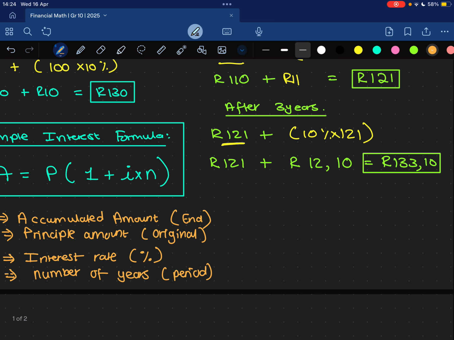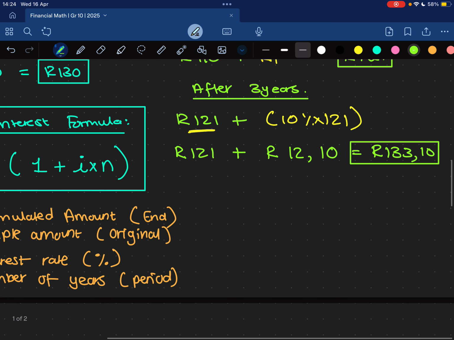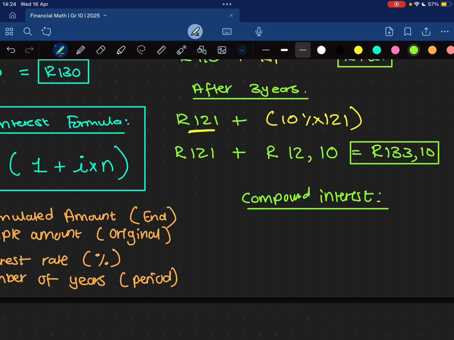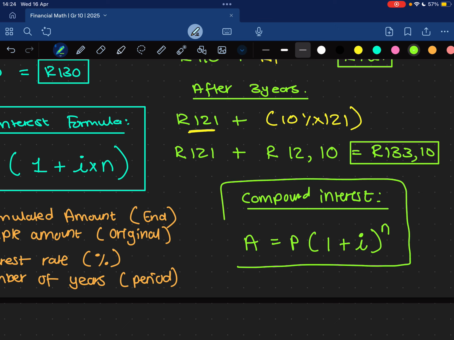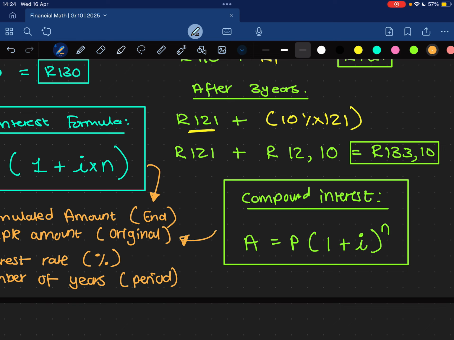Okay, so for compound interest, the equation looks similar, but there is a difference which changes the way it's calculated. So the compound interest formula is A is equal to P, brackets 1 plus i, close brackets, and the brackets is to the power of n. In both circumstances, these descriptions mean the same thing.